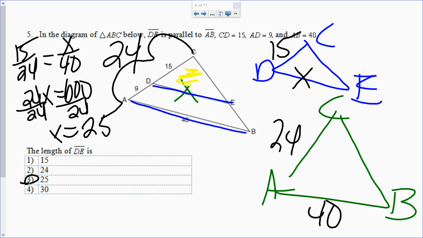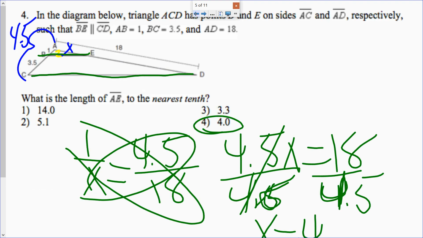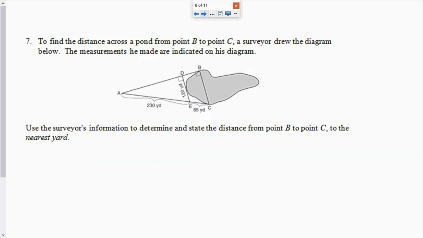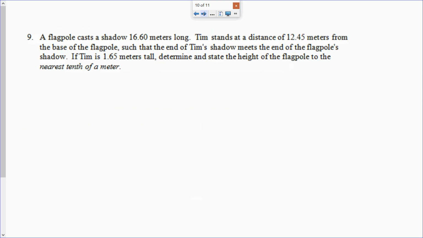If the bases are involved, separate the triangles. Expect to have to add or subtract pieces, and then set up your proportion. If the bases are not involved, you put the top over top, the side over side, and the bottom over bottom. Let's go over one of these shadow questions, and then after that, I'm going to let you off on your own. A flagpole casts a shadow 16.6 meters long.